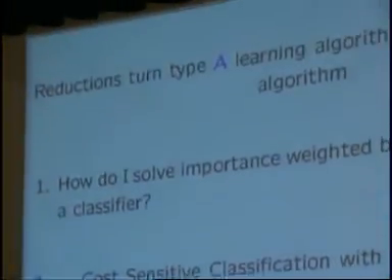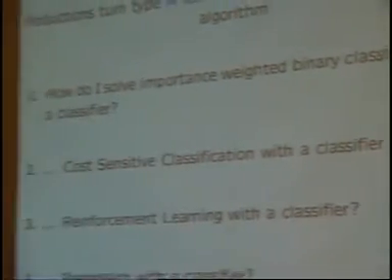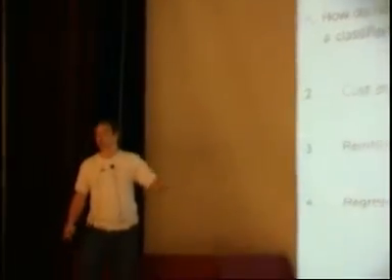Okay. Different kinds of learning problems. And then reductions are about how we can solve all of these with the same learning algorithm. So you can ask questions. So a reduction takes one type of learning algorithm and turns it into a different type of learning algorithm. So it solves a different type of learning problem. You can ask questions like, how do I solve importance-weighted binary classification with a classifier? How do I solve cost-sensitive classification, or reinforcement learning, or regression? There's many different kinds of learning problems. And one thing I should mention is, although I'm going to be talking about reducing things to a classification, it's easy to imagine using another primitive, like, say, regression.